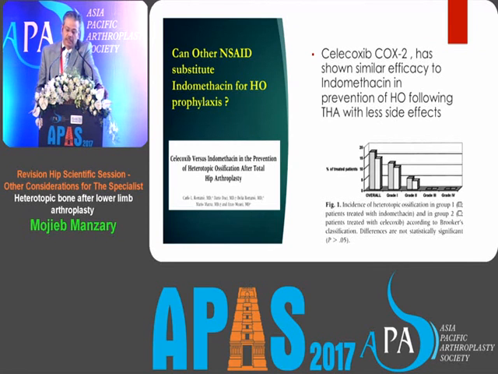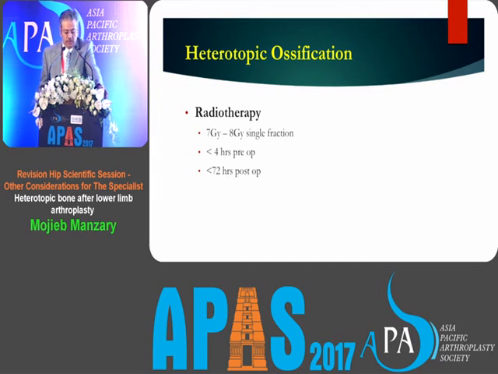In order to address the concern of GI side effects, the group from Italy compared the effect of celecoxib, which is a COX-2 inhibitor, a much more selective type of non-steroidal anti-inflammatory. They showed that there was no difference in the incidence of heterotopic ossification, particularly type 1 and 2, and patients who received celecoxib had far fewer side effects, which means their compliance was far better.